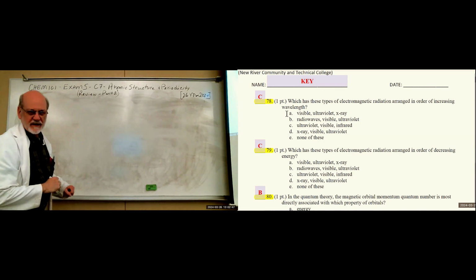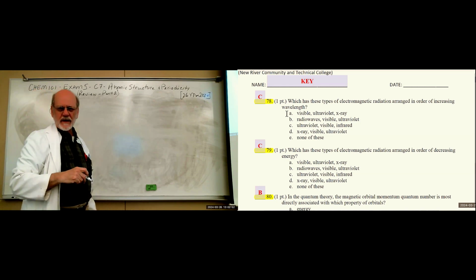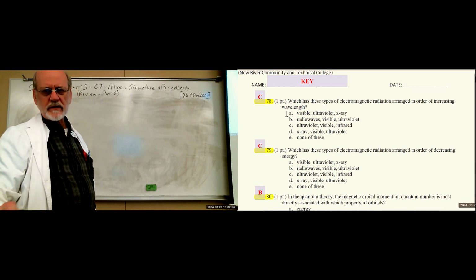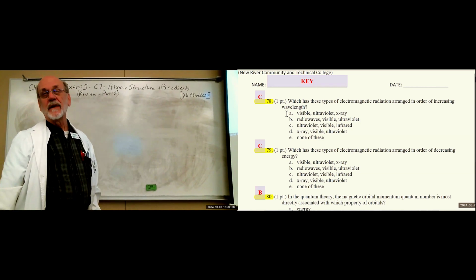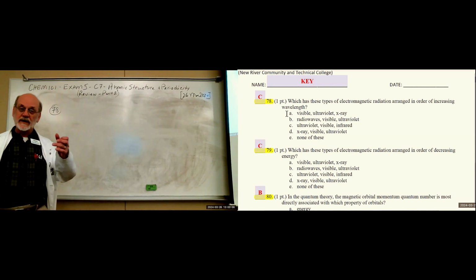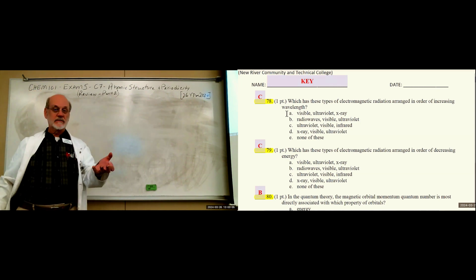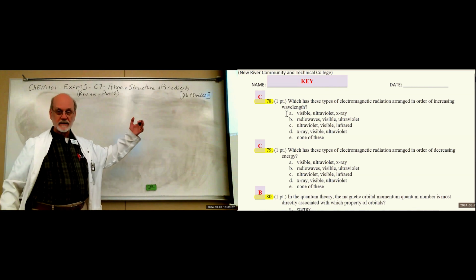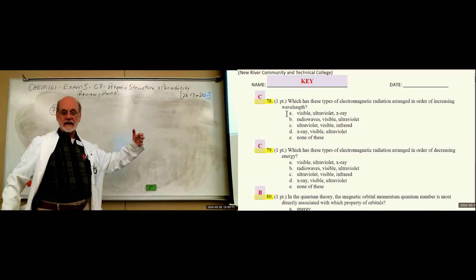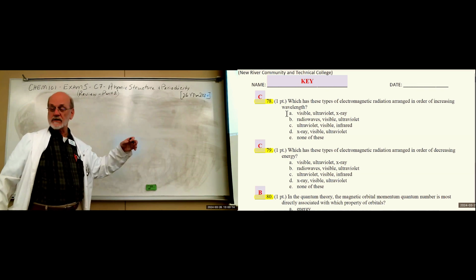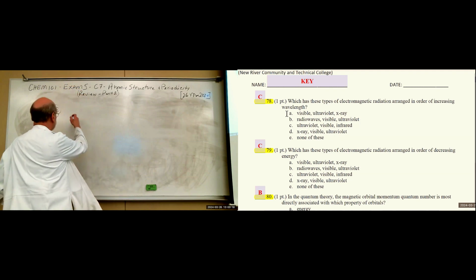All right, 78. Looks like we're at it again. Which of these types of electromagnetic radiation is arranged in order of increasing wavelength? Well, increasing wavelength is the same as decreasing frequency. So it's the same answer: ultraviolet, visible, infrared. Right? Increasing wavelength is decreasing energy or decreasing frequency. So that was easy.